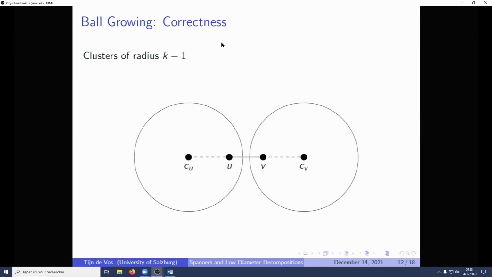Suppose there's an edge between two clusters, from U to V, and they both have their own cluster center. Maybe the edge UV is not in the spanner itself, but as I said, each vertex added an edge to each neighboring cluster. Clearly they're neighboring clusters, so there must be an edge from U to V prime, where V prime is in the cluster of V. And now there's a path consisting of the edge U V prime to CV, and CV to V. And that's of length 2k minus 1.